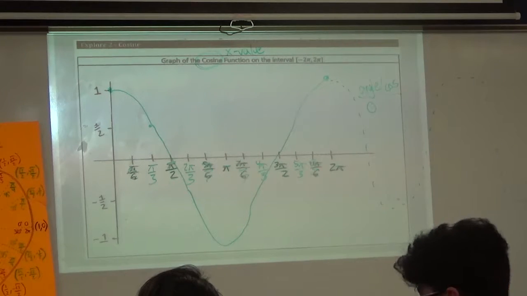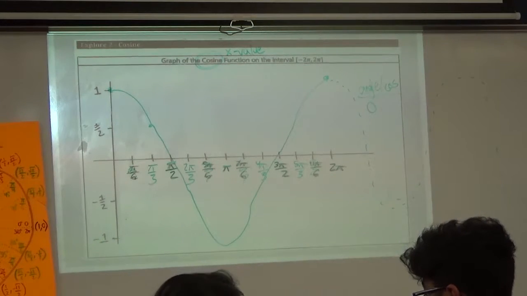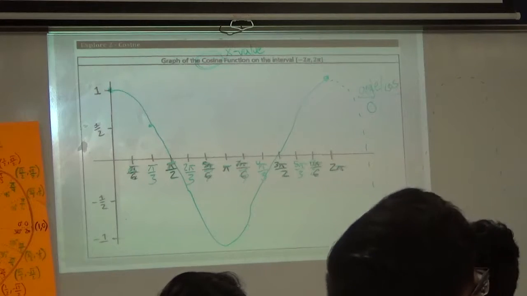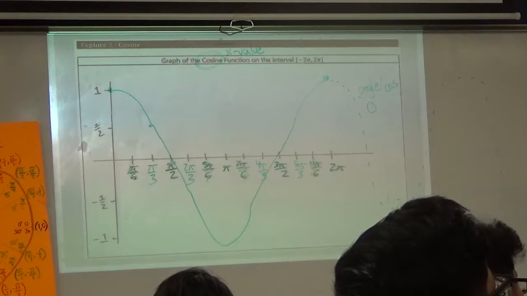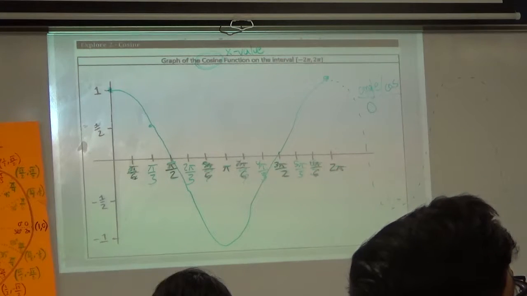That's one of the big differences between this cosine wave and our first sine wave. Jason? Okay, so for the first sine wave, we started at 0, and with the cosine we started at 1.